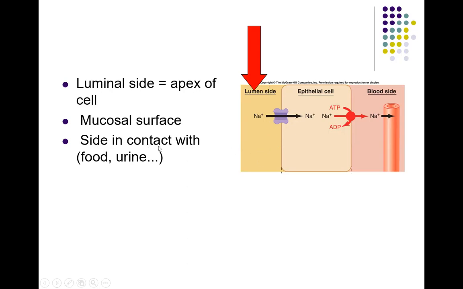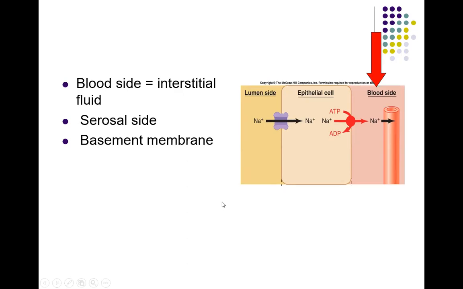This is the side in contact with food or urine. When you look at the bladder, once again, the bladder has epithelial tissue in it. Then you have the blood side, which is the serosal side, and it has interstitial fluid in it, and this side right here is the basement membrane.